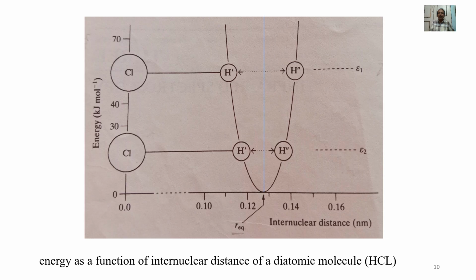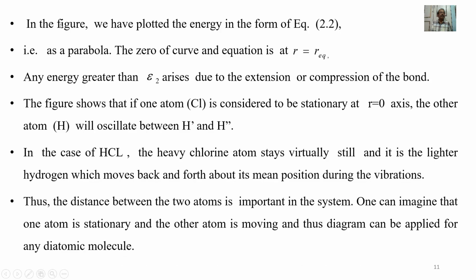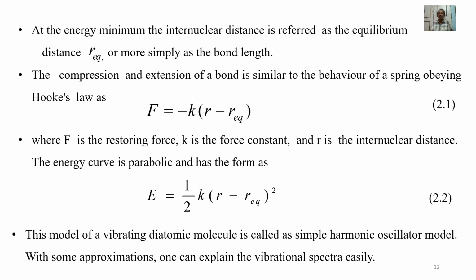So we have now this point E2. Look at E2. The energy is produced due to the change in compression and extension. And of course, when it moves faster and extends more, it will have more energy. So E1 is greater than E2. And the energy as a function of internuclear distance of a diatomic molecule is shown in the figure. In the figure, we have plotted the energy in the form of equation 2.2. This is a parabola. So 2.2 is written here.